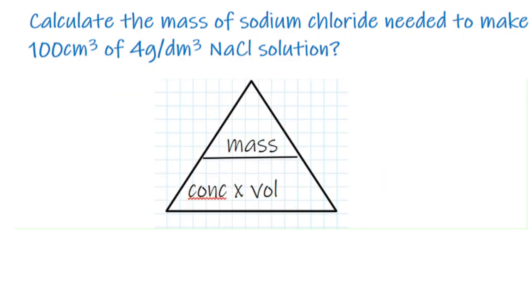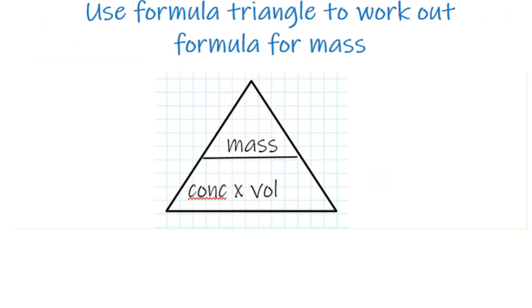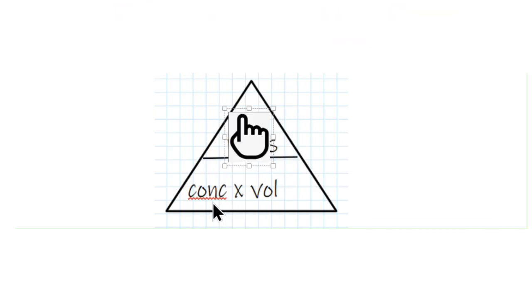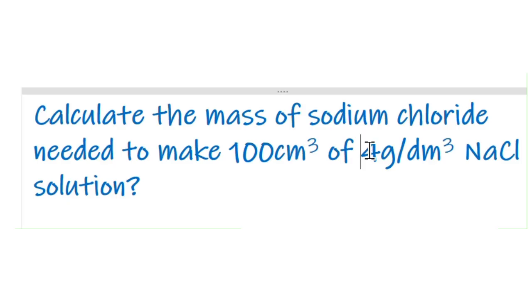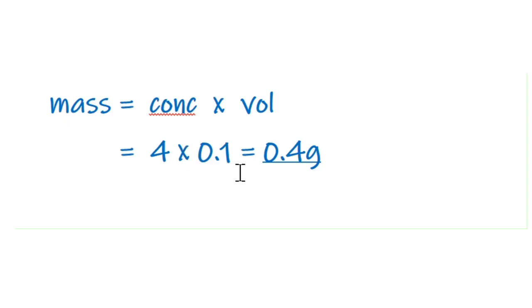Then we move on to the formula triangle. Try and find out what the mass is, and we do this by taking our finger, covering up the mass, and we end up with the concentration times volume. So we now know the mass is the conc times the volume. So now we're going to sub all that into our formula. So the mass is conc times volume. The concentration was 4 grams per decimeter cubed. The volume is 0.1 decimeters cubed, so 4 times 0.1 equals 0.4 grams.